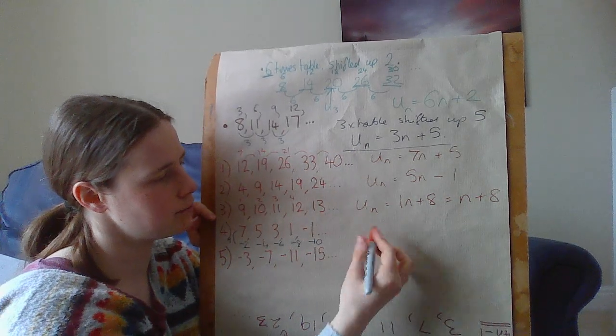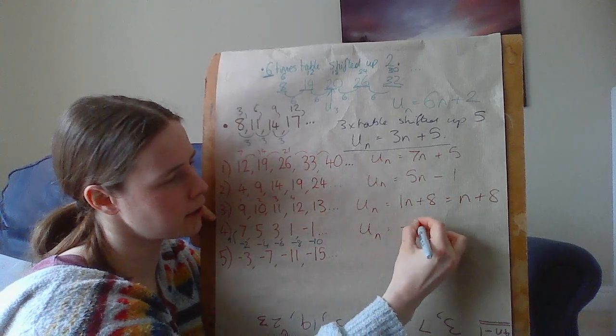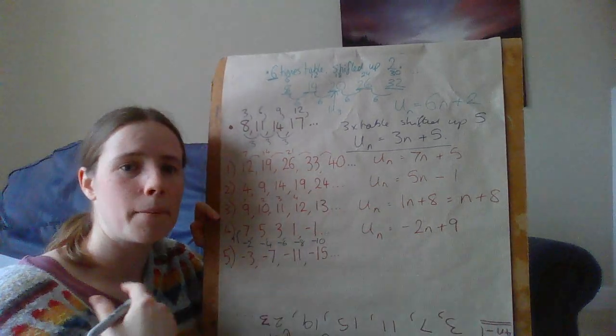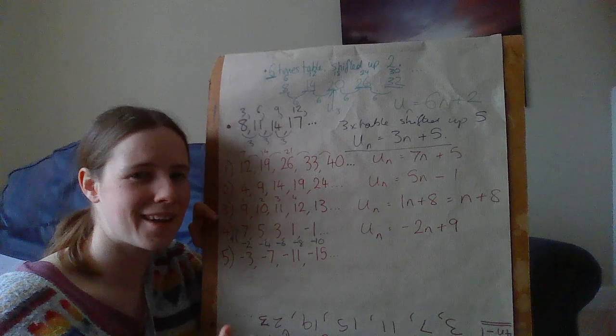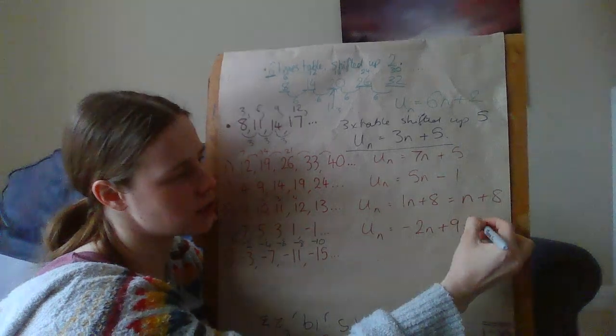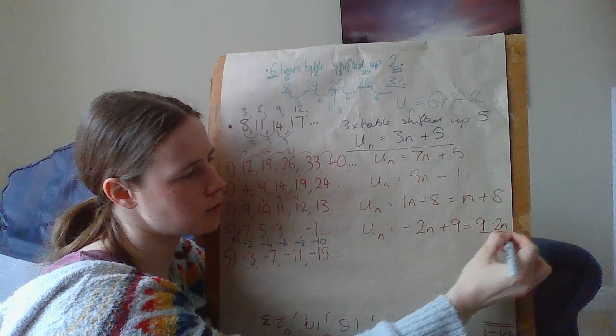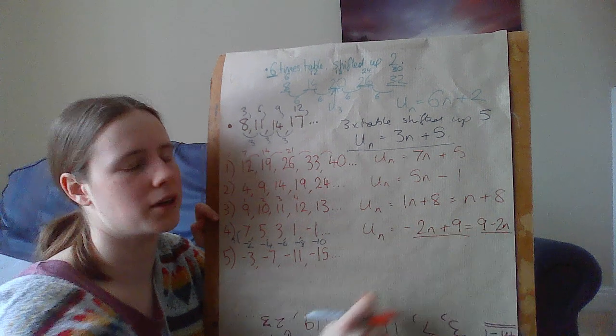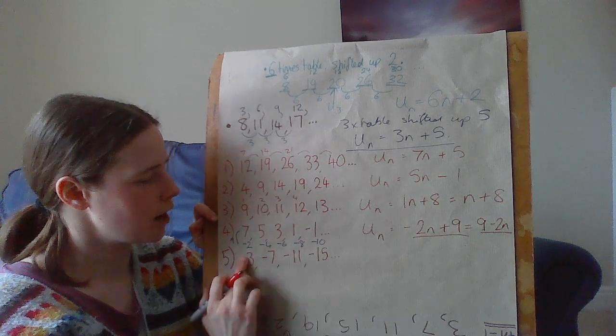So u_n is minus 2n plus 9. And it's completely fine to leave it like that. But the more experience you get in maths, the less you're going to like a minus sat out the front. So you might be in the habit of changing it to 9 minus 2n. Both of those answers are correct, but a really experienced mathematician would prefer that one because it just looks a little bit neater.